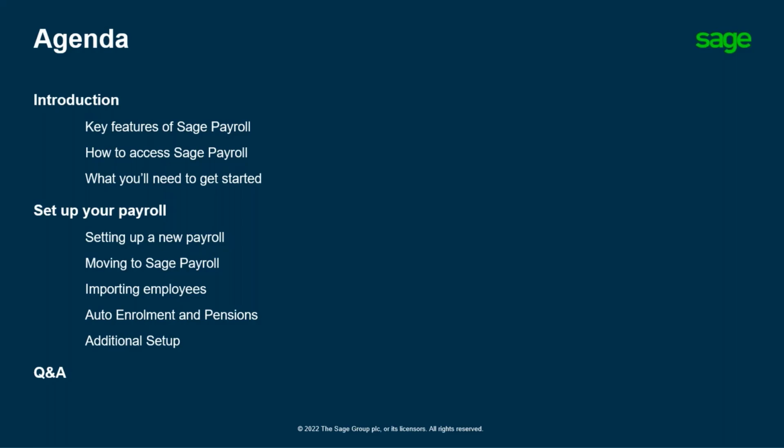So we will start with the steps for setting up a new payroll, where we'll take a look at payday calendars and setting up employee records. And then we'll look at the options for moving to Sage Payroll. So you can either do this manually, entering the details yourself, or you can import an FPS file from your previous payroll software. So we'll take a closer look at the import option.